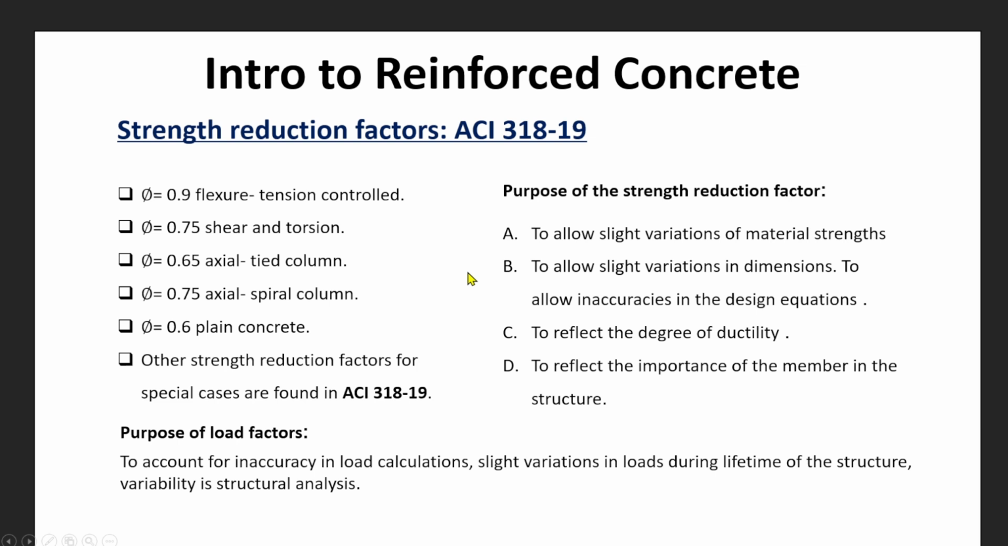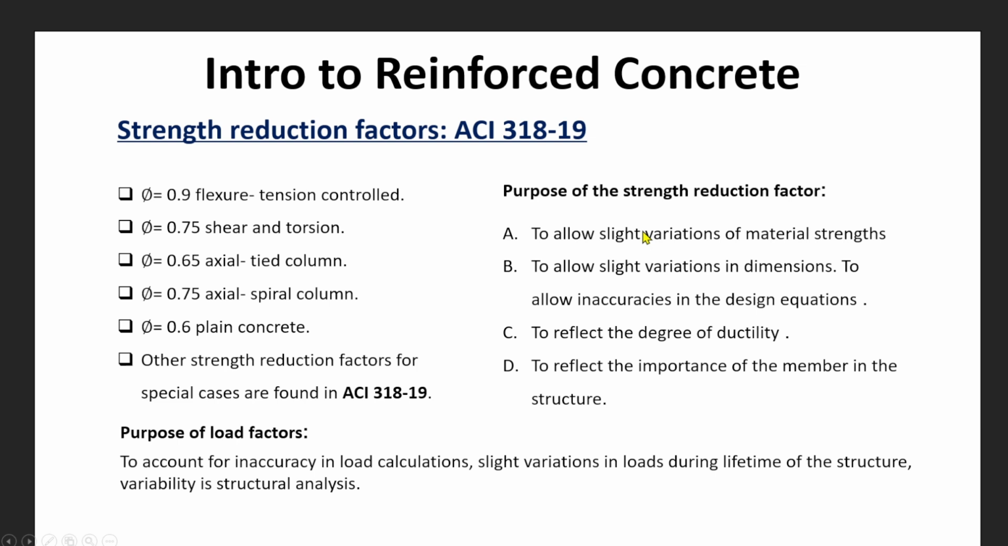Strength reduction factors according to ACI 318-19: 0.9 for flexural tension-controlled, 0.75 for shear and torsion, 0.65 for axial tied column, 0.75 for axial spiral column, and 0.6 for plain concrete, such as plain concrete footings, and so forth. Other reduction factors are also found in special cases in the ACI code.